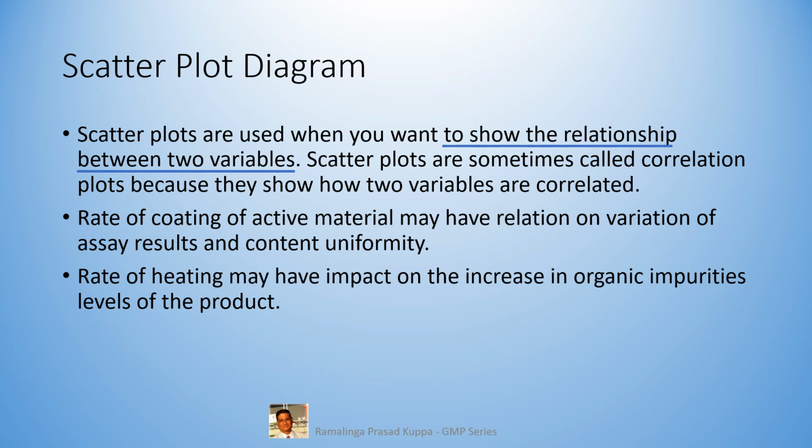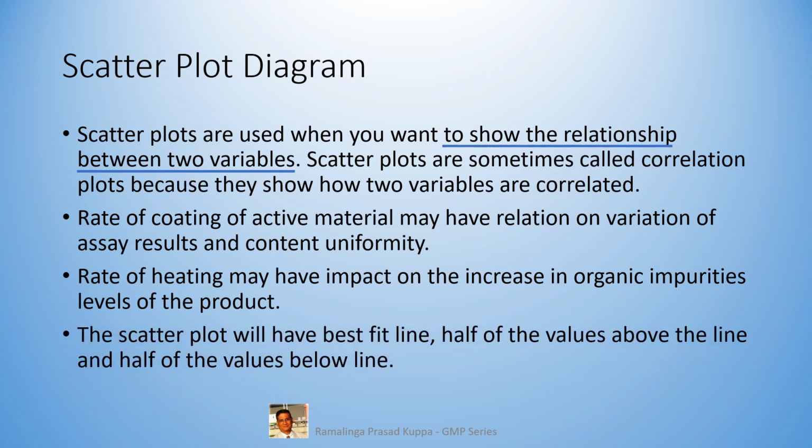Rate of heating may have impact on the increase in organic impurities levels of the product. This is another example. The higher the temperature, the more the impurities in the product. If the data is plotted as a scatter plot, you can see a graph rising from left to right in the graph. This is an example for a positive correlation.